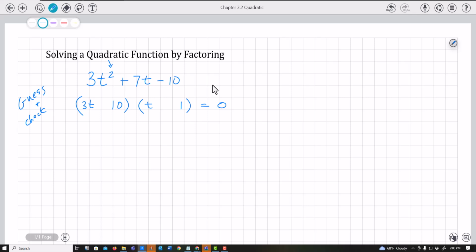When the middle term is positive, then the larger value needs to be positive. This needs to be negative to get a negative 10. And you can multiply this out: 3t squared minus 3t plus 10t, and that would give me my 7t. And now I set both of these factors equal to 0: t minus 1 equals 0, and 3t plus 10 equals 0. And so I get 3t equals negative 10, so this one's going to be negative 10 over 3. And this simply would be t equals 1. So those would be my answers.